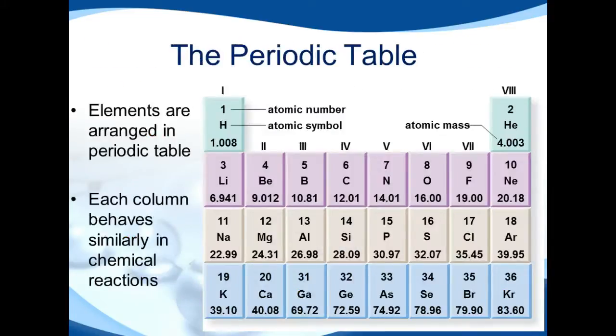What you see here is an excerpt from the periodic table. What you should notice is that the elements here are arranged in a certain way. Each column within the periodic table includes elements that behave similarly to each other in a chemical reaction. So if we look at, say, hydrogen here along with lithium, sodium, and potassium, each of these elements would behave similarly in the same type of chemical reaction.